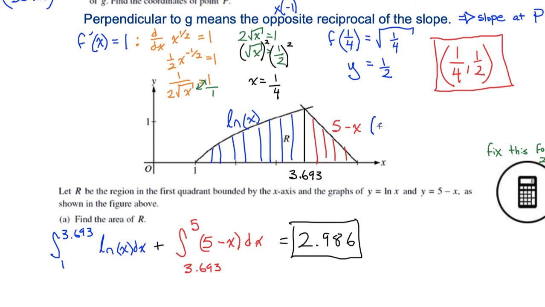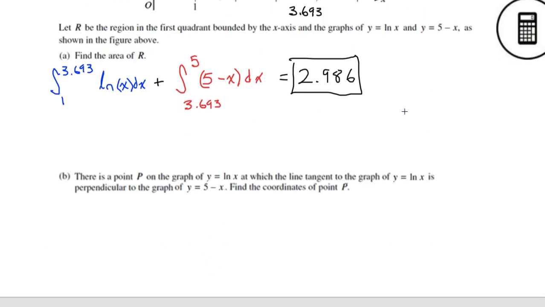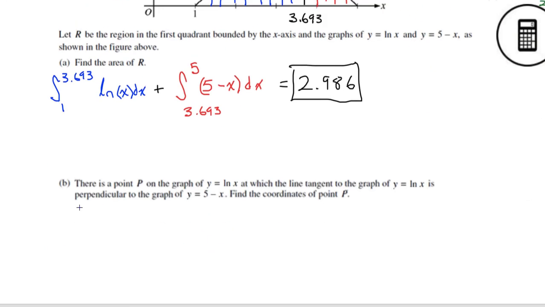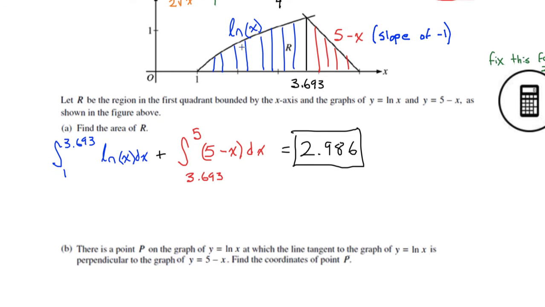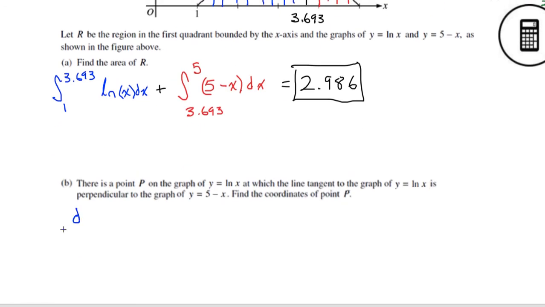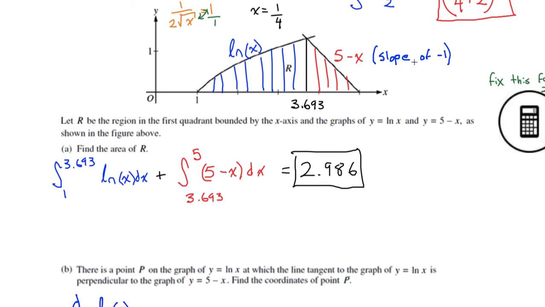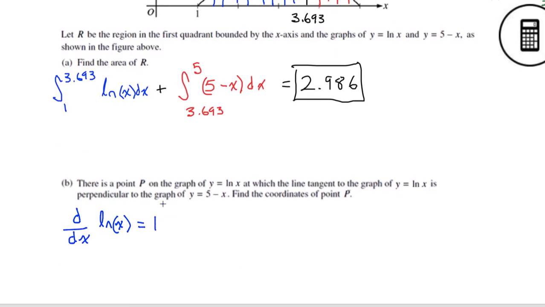Well, this has a slope of -1. If that has a slope of -1, again, the opposite reciprocal is 1. So we know that if I take the derivative of natural log of x, we don't have an f or a g, so I'll just say dy/dx, the derivative of natural log of x, I know whenever I take the derivative, it needs to be equal to the opposite reciprocal of -1, or it needs to be equal to 1. So where does that happen?